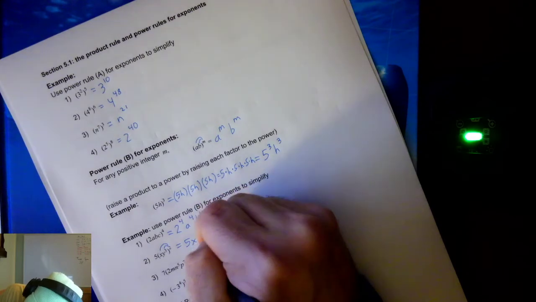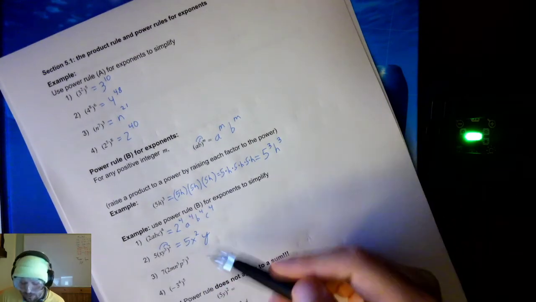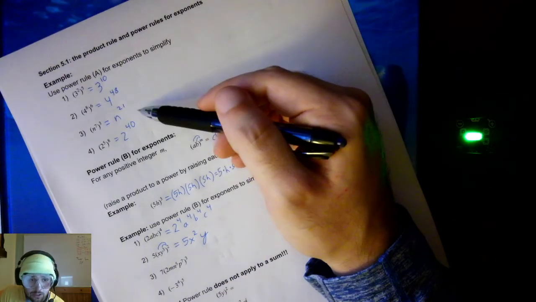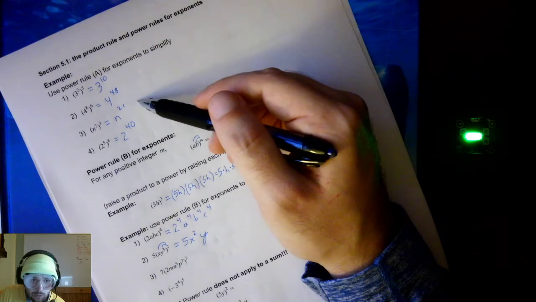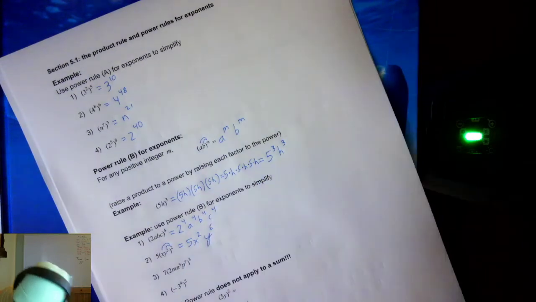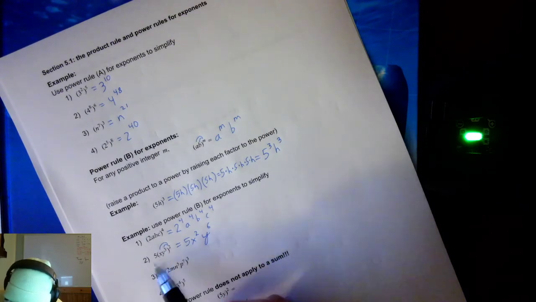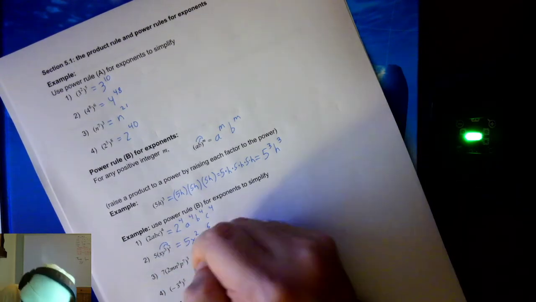Putting the 2 on the x is easy. But what happens to the y? Y cubed, and I'm applying a 2 to it. This is a power to a power. This is the same rule as up here. I have powers to powers, right? That's the power rule A. 3 and 2 multiply to give me 6. So y cubed to the 2 is y to the 6. Notice I left the 5 alone as well.